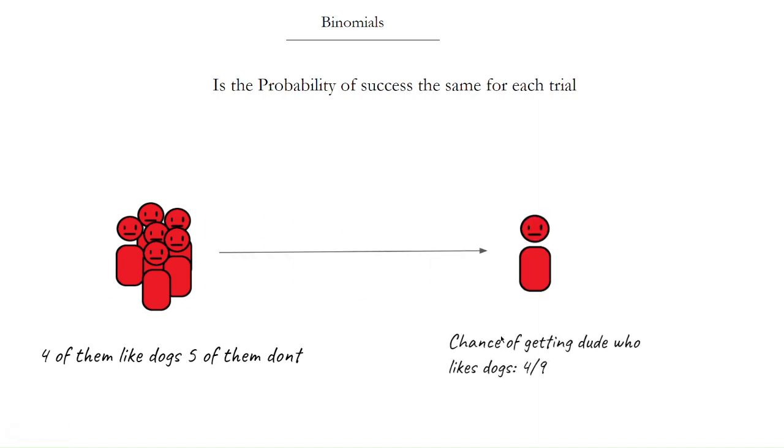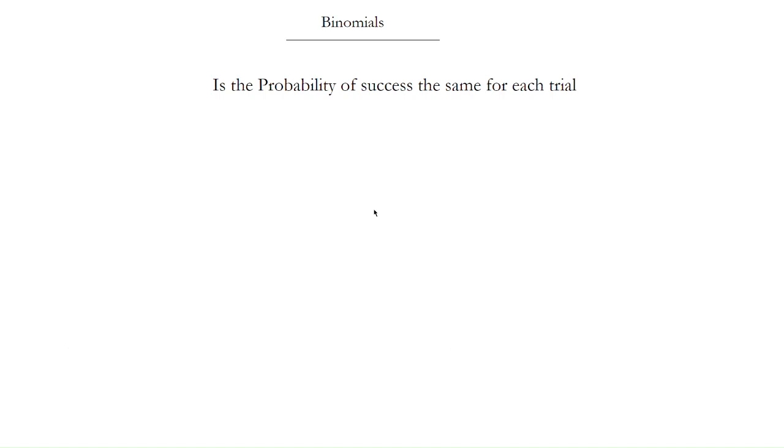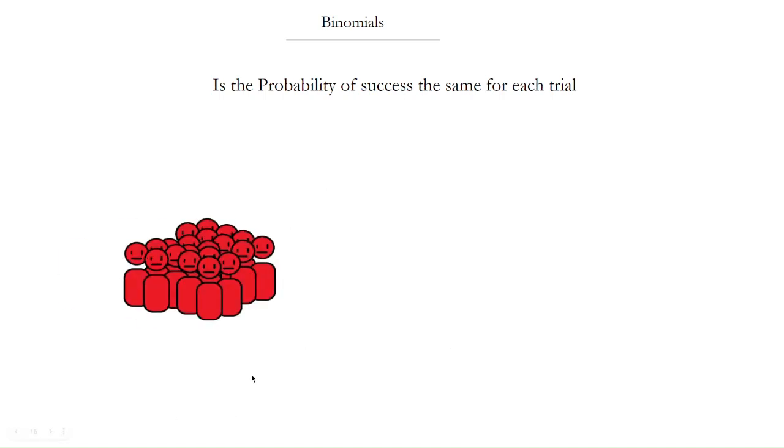So the chance of getting another person to like dogs is 4 out of 9. See how the probability of success is different now? So this cannot be considered a binomial because the probability of success is different. But there's one exception. That exception is if it's a very big sample or a whole population, let's say a million people. If you take one person, the chance is technically reduced, but the number is so big that it doesn't even matter.